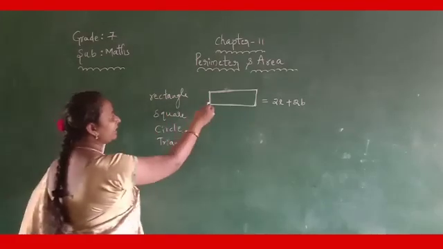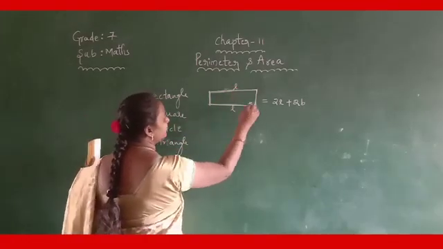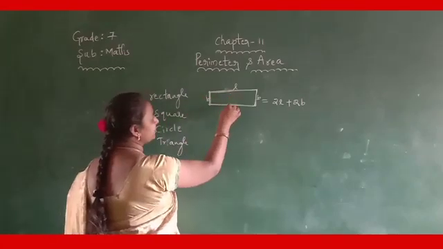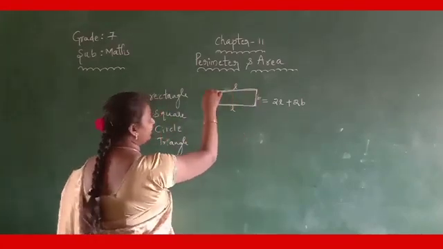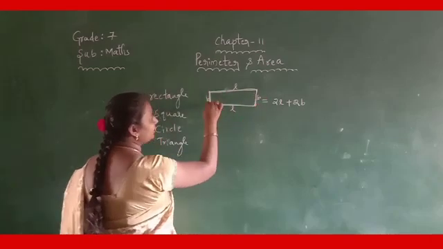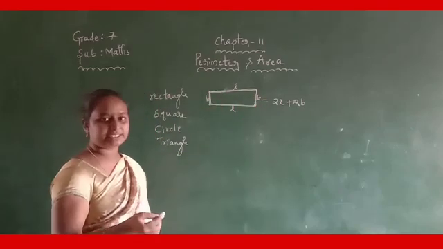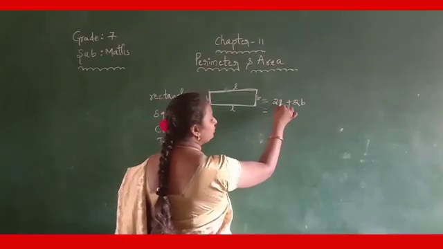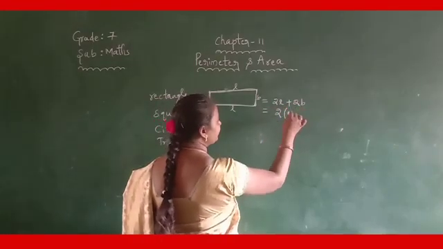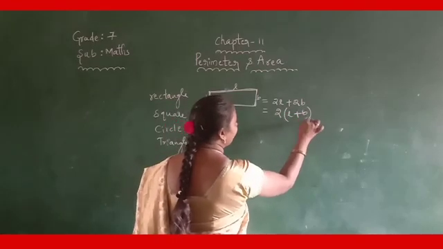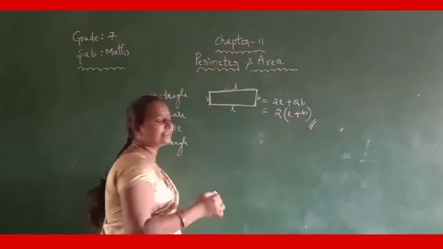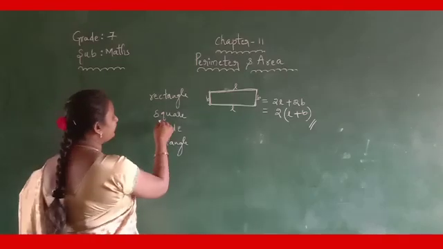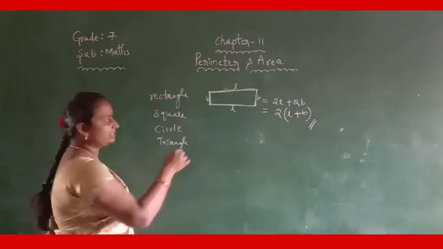So the rectangle has 2 lengths and 2 breadths. Opposite sides are equal and parallel. All sides are not equal. This you have to remember. Now tell me, what is the perimeter here? 2 lengths plus 2 breadths. So take 2 as common: 2 into (L plus B), 2 into length plus breadth. That is the perimeter.